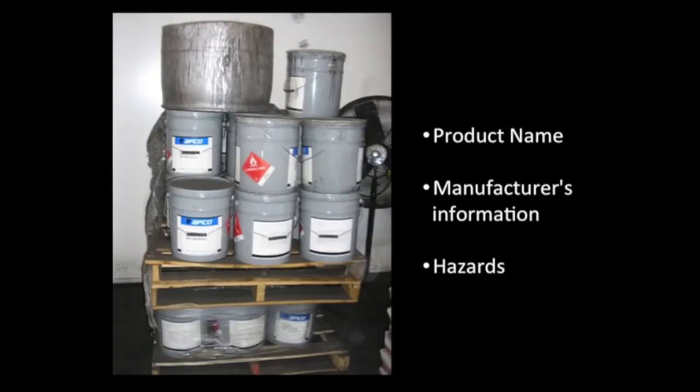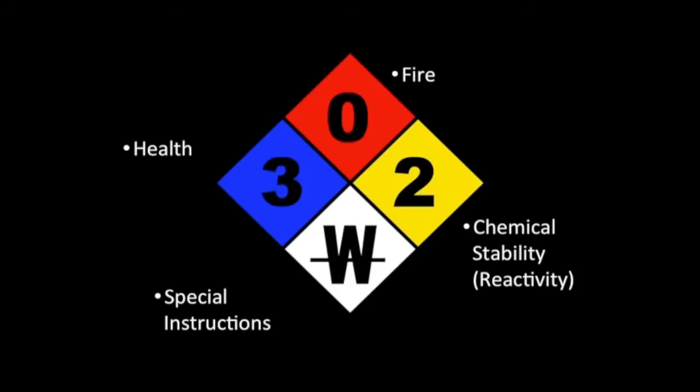Under the HAZCOM plan, each and every container of chemical product on our property must be labeled, and that label must contain the chemical or product name, the name and phone number of the manufacturer, and hazards associated with the material. To describe the hazard, most labels will use a picture or symbol.